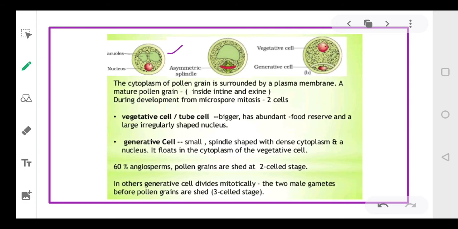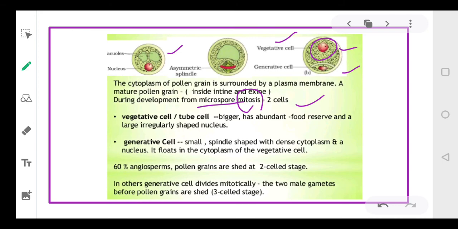Clear? During development, when microspores divide, you remember tetrad is formed, the meiotic condition. So there we have the formation of 4 pollen grains. 4 pollen grains are formed, right? Now this pollen grain, the microspore, undergoes a mitosis and forms 2 cells. Just look into the diagram. It forms 2 cells. The first cell, which is bigger in size, is called the vegetative cell. The cell which is smaller in size is called the generative cell.